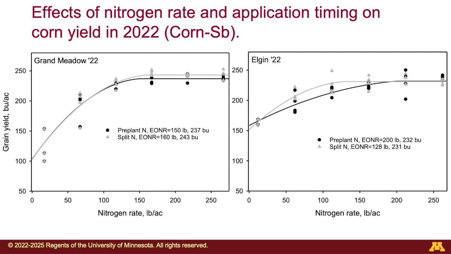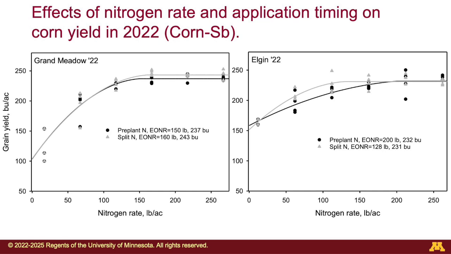2022 was a year where it wasn't a wet year, but there was at least one month, usually early July, that it was extraordinarily wet at most of these sites. So there was some potential for losses, and it probably was driven as much by denitrification as leaching.